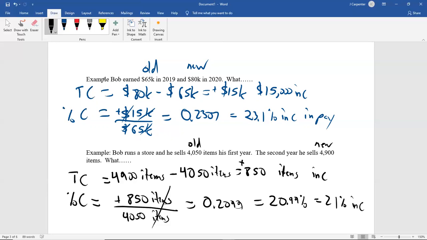Maybe it's 21% more item types. Maybe it's just items in general. I don't know, and we don't care for the context of this problem.